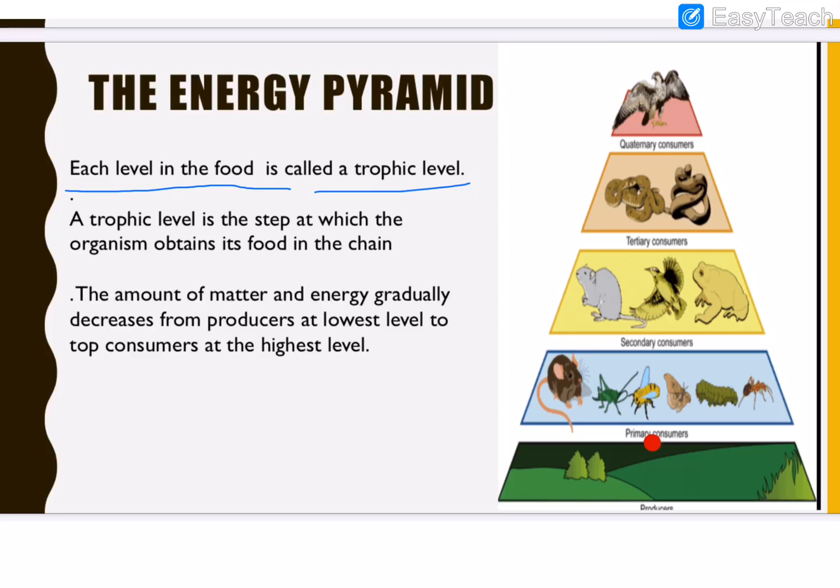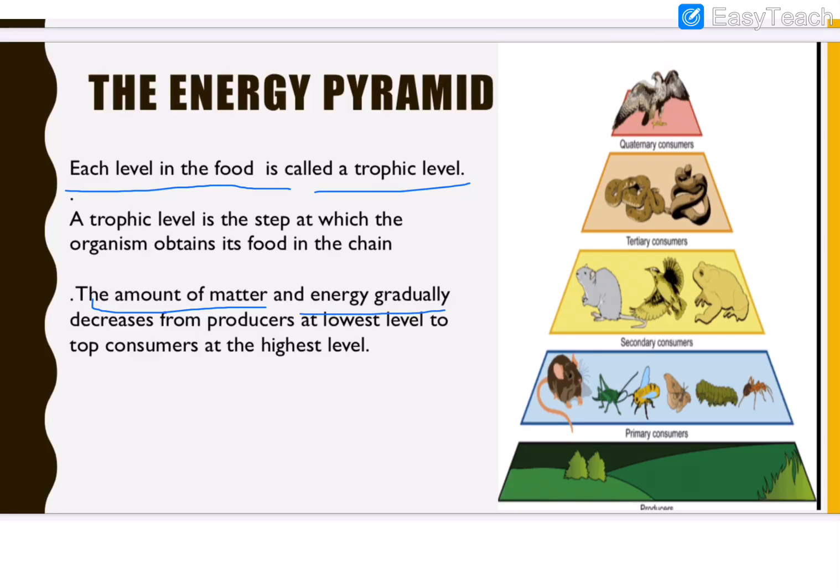Each level, you can see there are 1, 2, 3, 4, 5 levels. Each of these levels is called a trophic level, and in each trophic level, an organism obtains its food by consuming animals from the level below. Like grasshopper consumes plant, rat consumes grasshopper, snake consumes rat, and snake is consumed by eagle.